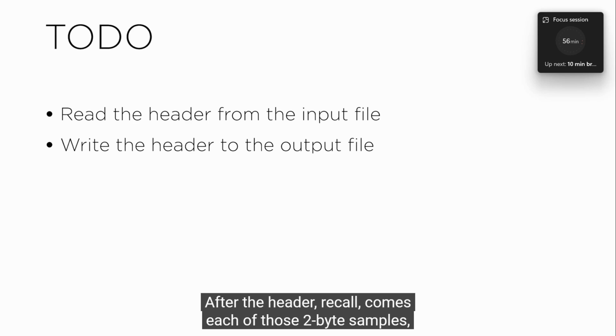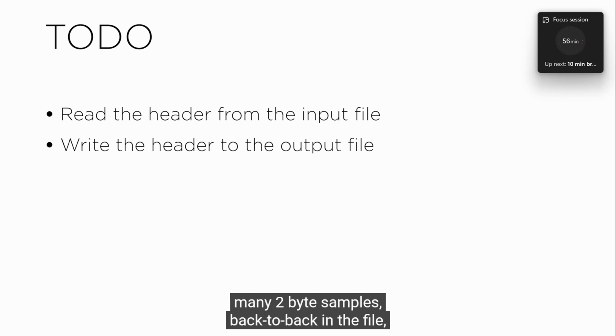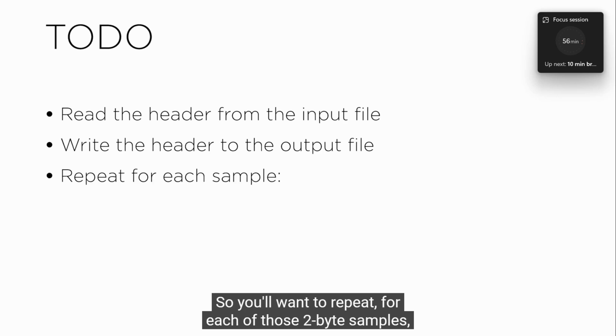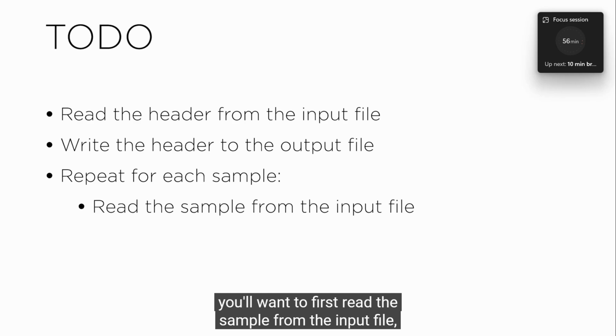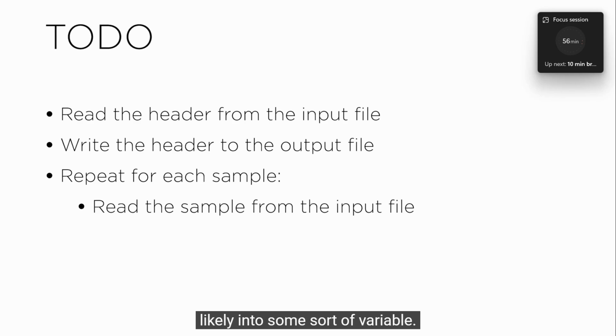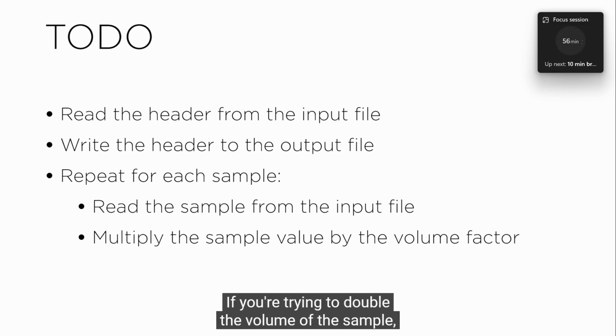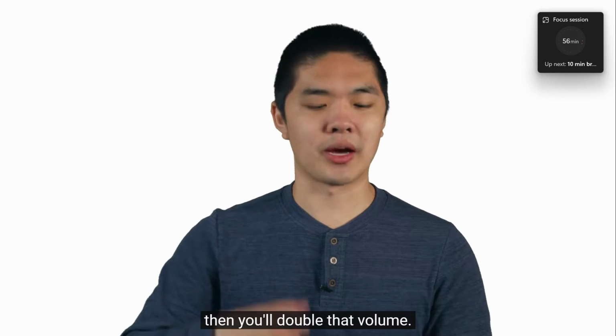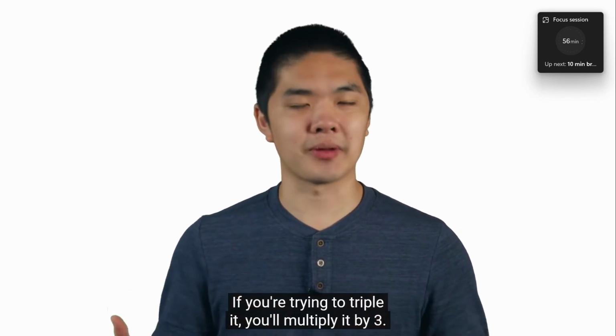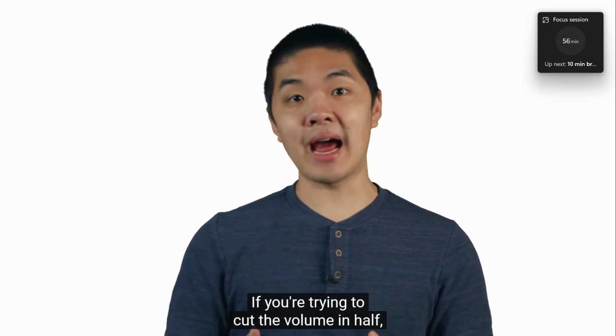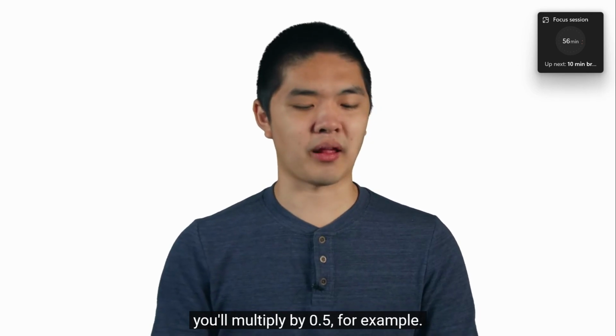After the header, recall, comes each of those 2-byte samples, many 2-byte samples back to back in the file, representing the audio waveform of the file itself. So you'll want to repeat, for each of those 2-byte samples, you'll want to first read the sample from the input file, likely into some sort of variable, and then you'll want to multiply that sample value by the volume factor. If you're trying to double the volume of the sample, then you'll double that value. If you're trying to triple it, you'll multiply it by 3. If you're trying to cut the volume in half, you'll multiply by 0.5, for example.